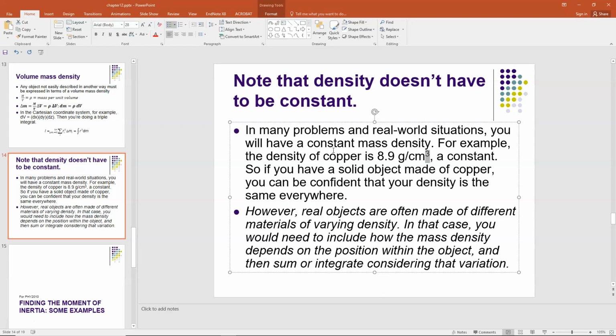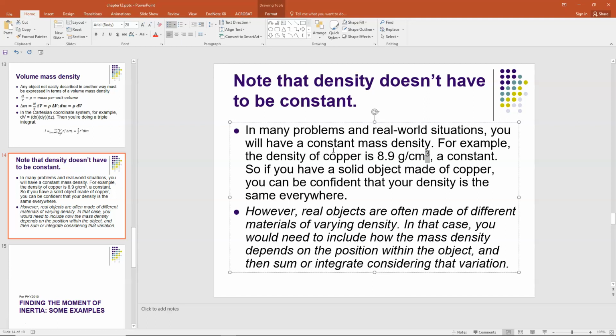But it's also true that real objects are usually made of different kinds of materials stuck together, right? And in that case, the density of the object would not be uniform. It wouldn't be a constant value. If that is the case, you need to include how the mass density depends on the position within the object. Sometimes in introductory level problems, for example, they might have a simple expression saying that the density of a sphere varies with its radius or something like that. And then you would sum or integrate considering that variation.